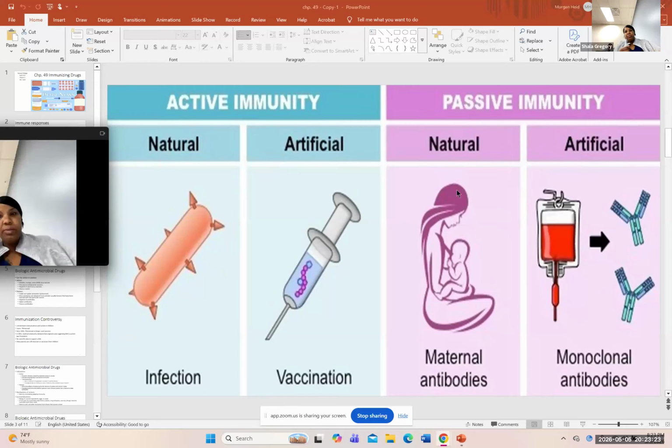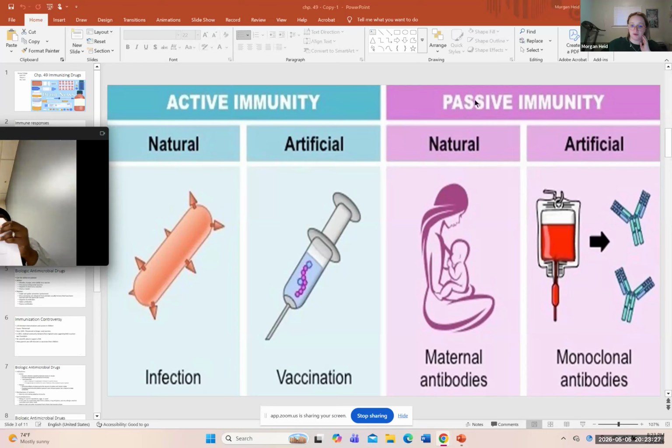The best way to explain this is that active immunity is any antibodies that you are making, like my own body made them. Passive immunity is any antibodies that I'm getting from someone else. I did not make them. Again, to summarize, active immunity is any antibodies my own body is making for myself. Passive immunity is any antibodies that I am getting from another person. Does everybody understand that?